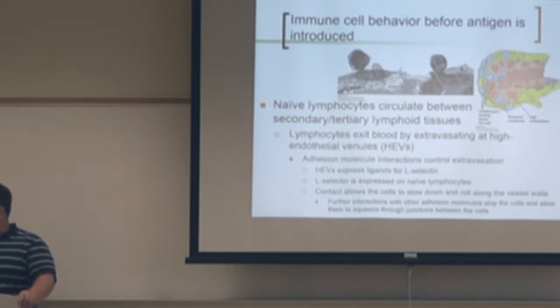Here's just a graphic of them rolling along, encountering these HEVs, binding to the ligands for L-selectin, which they express, which slows them down enough.